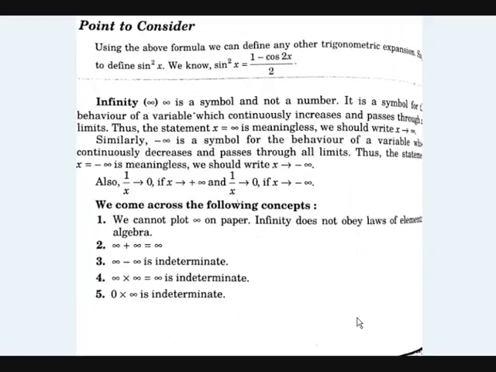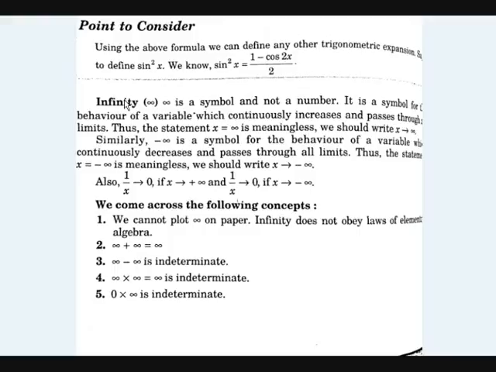Okay, now let's take a point. An important note is that using the above formula, we can define any other trigonometric expression. For example, if you want sine square x is equal to 1 minus cos 2x by 2, right? If you substitute the cos expansion in that, you will get the value.